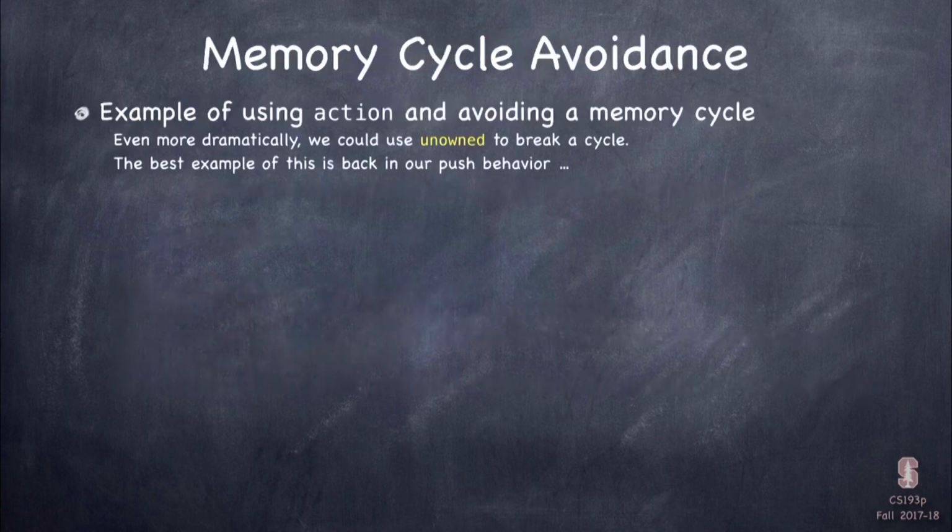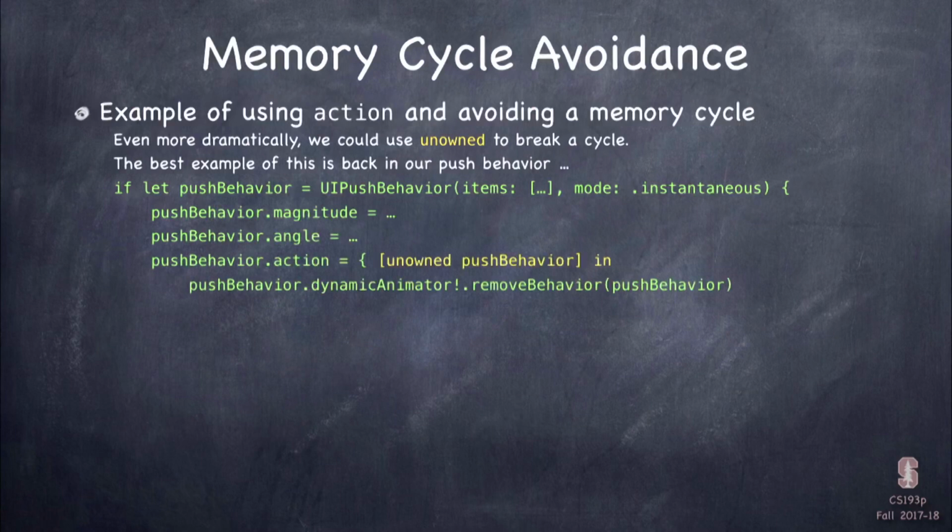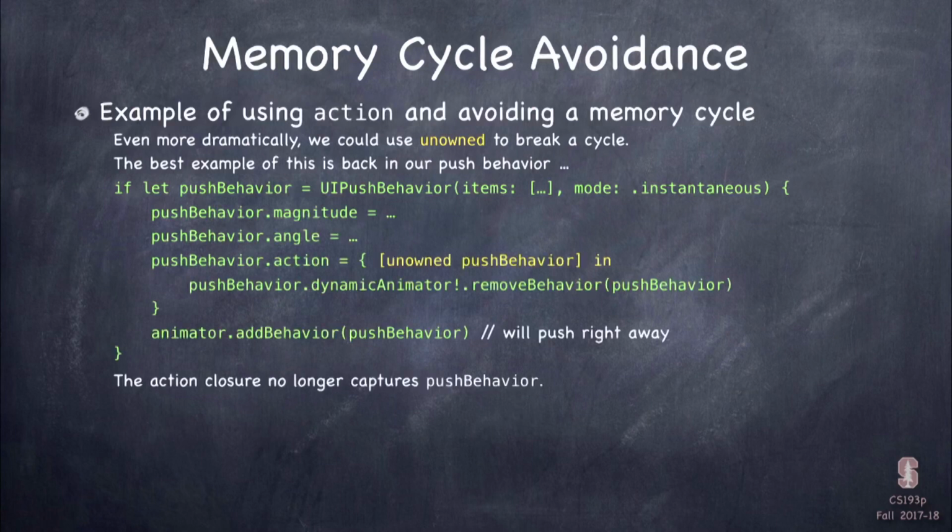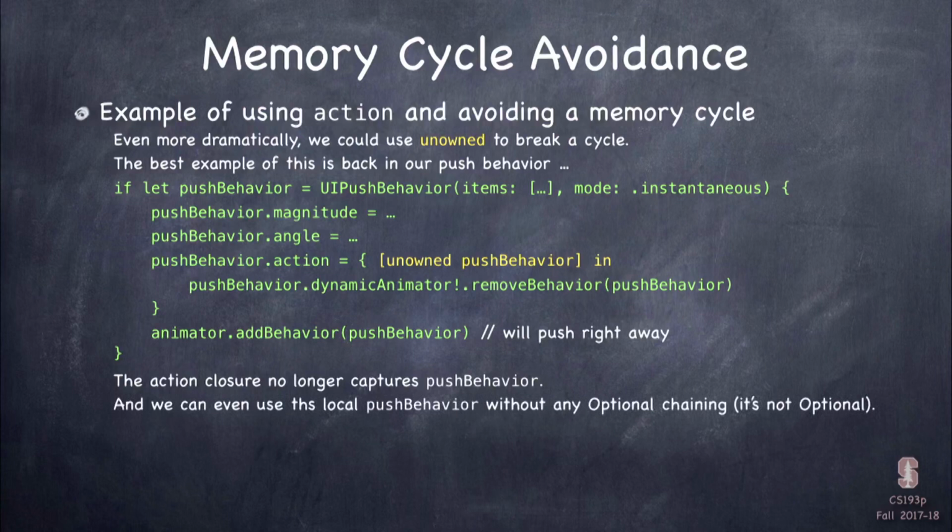So now let's go back to UI push behavior and look at how we would use unowned. All right, so here's my push behavior code. If I take that same action and just say unowned push behavior in that, I've broken this cycle. Because now push behavior is no longer managed by the reference counting system, but push behavior better be in the heap right here. If it's not in the heap, we're going to crash.